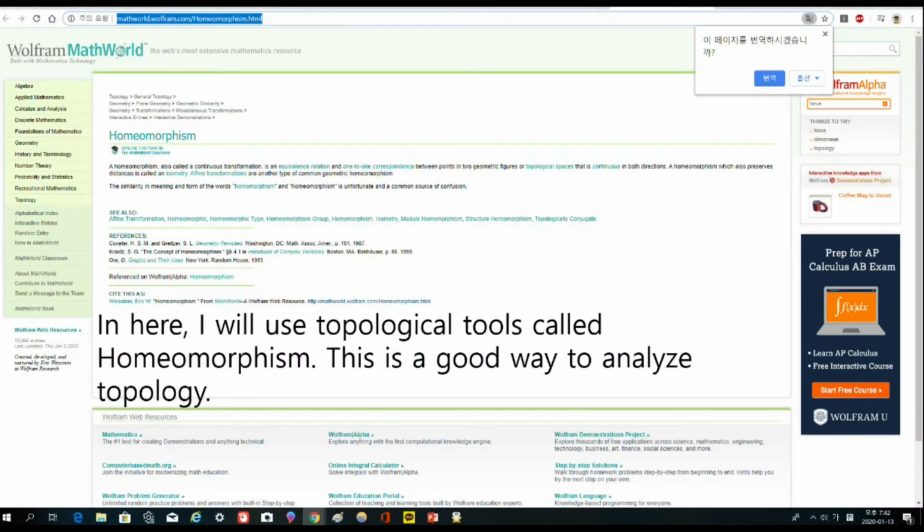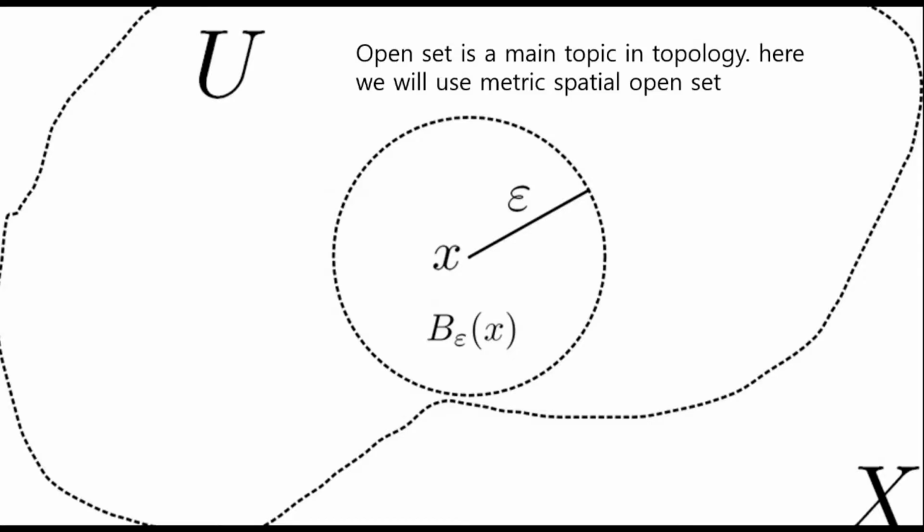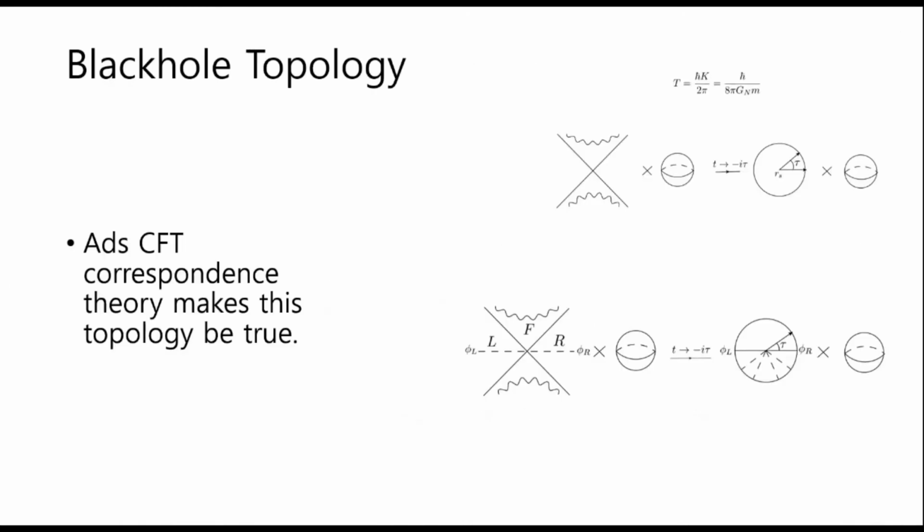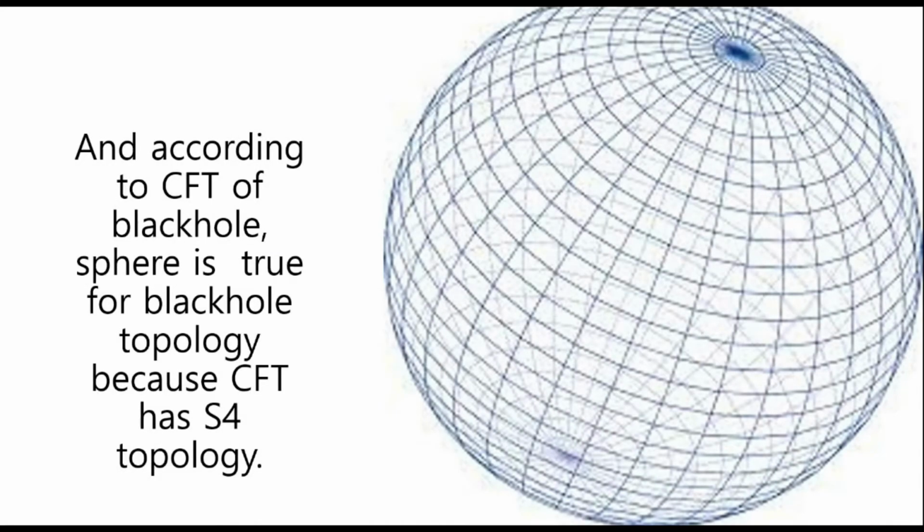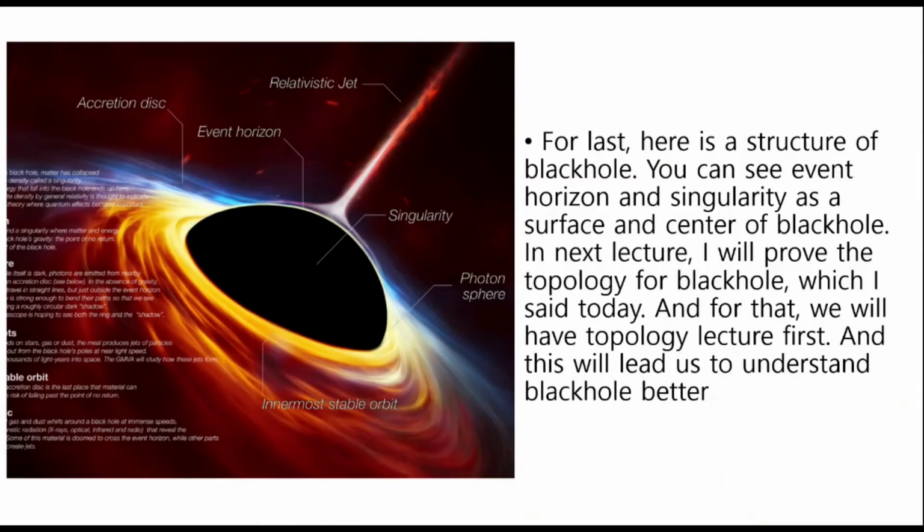Here, I will use a topological tool called homeomorphism. This is a good way to analyze topology. Homeomorphism is a main topic in topology. Here we will use metric spatial homeomorphism. Black hole topology: AdS-CFT correspondence theory makes this topology true. And according to the CFT of the black hole, the sphere is true for black hole topology because the CFT has 4D topology.